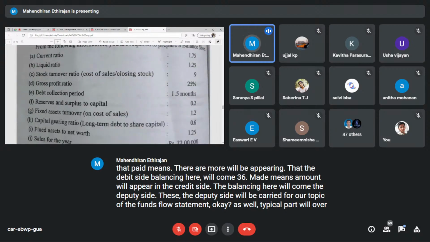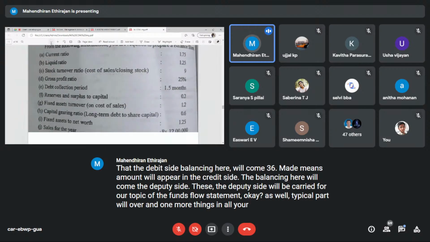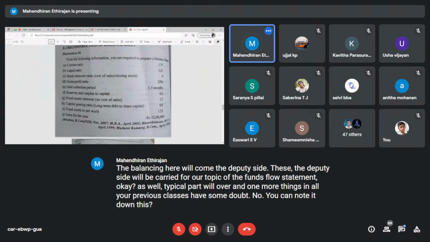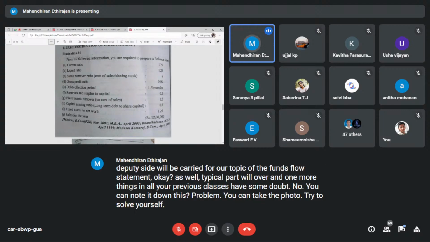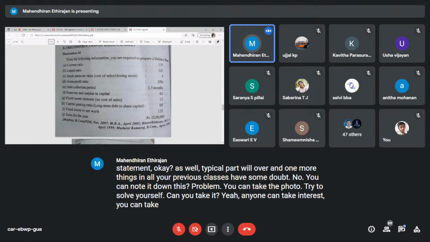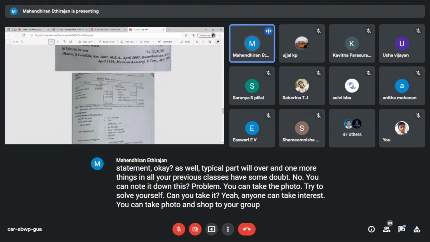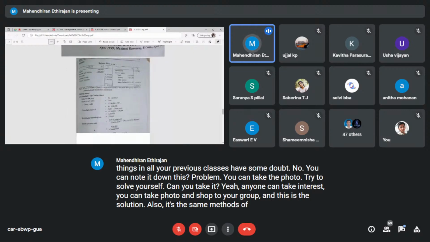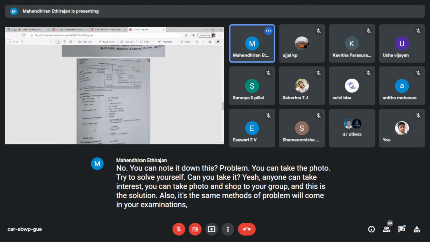And one more thing, if the previous classes have some doubt, you can note down this problem. You can take the photo. Try to solve it yourself. Can you take it? Yeah, anyone can take interest. You can take a photo and share it to your group. And this is the solution also. The same method of problem will come in your examinations. One minute.